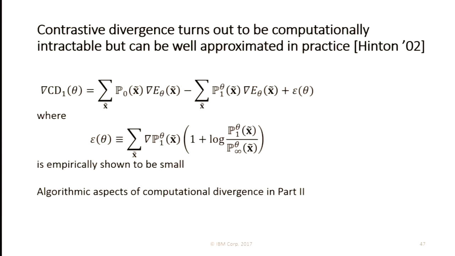It turns out that the exact contrastive divergence is still intractable. If you take the gradient, you still have this epsilon term, which depends on p theta infinity. So you need to run Gibbs sampling infinitely. But it is empirically shown that this epsilon term is small. So what people do when using contrastive divergence is just ignore this epsilon term.